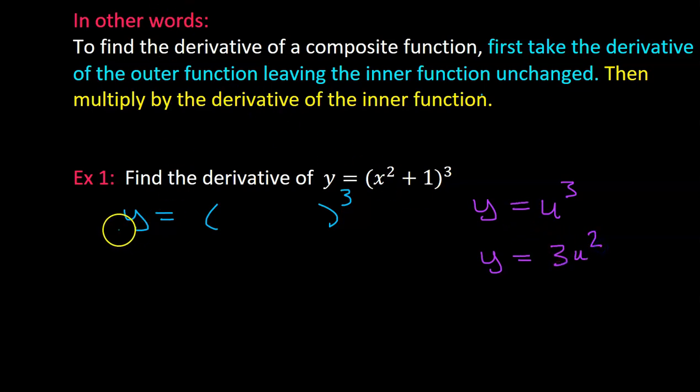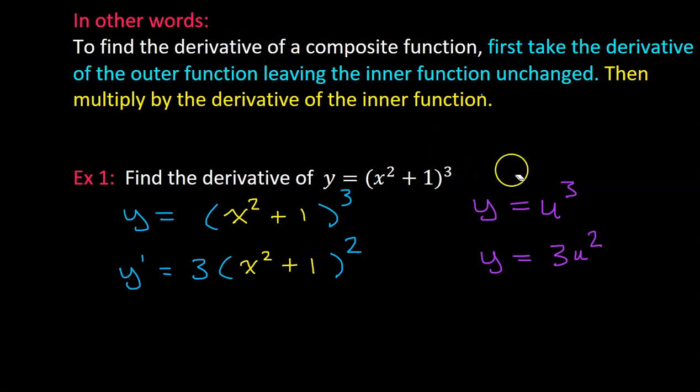So we're going to do the same thing with the outer function. Basically, treat the parentheses like a variable. So y prime would be, and I'm going to take the 3 and put it in front, and then I will reduce the power by 1. So I've taken the derivative of the outer function. For now, we will leave the inner function alone. So the inner function was the x squared plus 1. And at this step in the derivative, we leave the inner function the same.